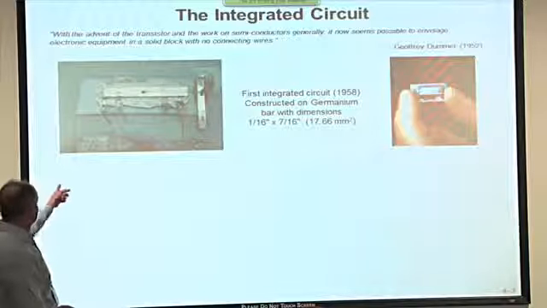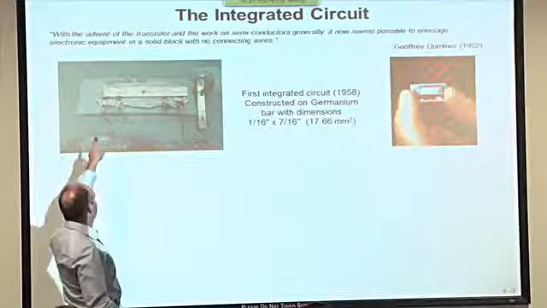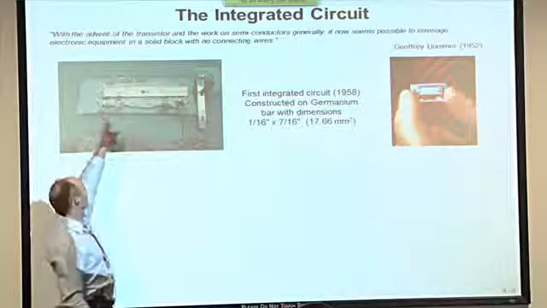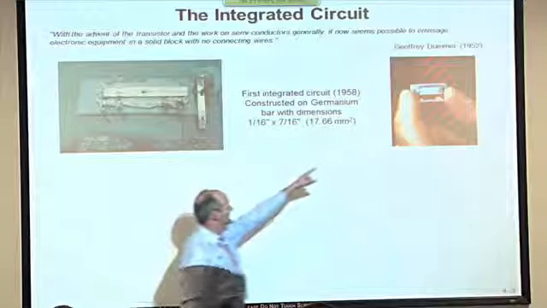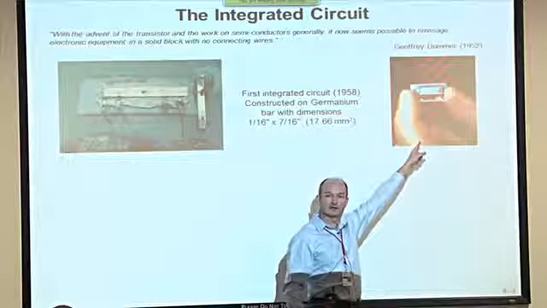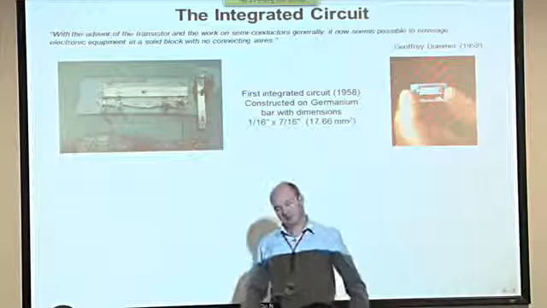This is what it looks like. It's sort of blown up. So this is a germanium bar. This silver thing in the middle is about 1/16 of an inch by 7/16 of an inch. You can see how big it is. It's in his hand right here. That's the first integrated circuit.